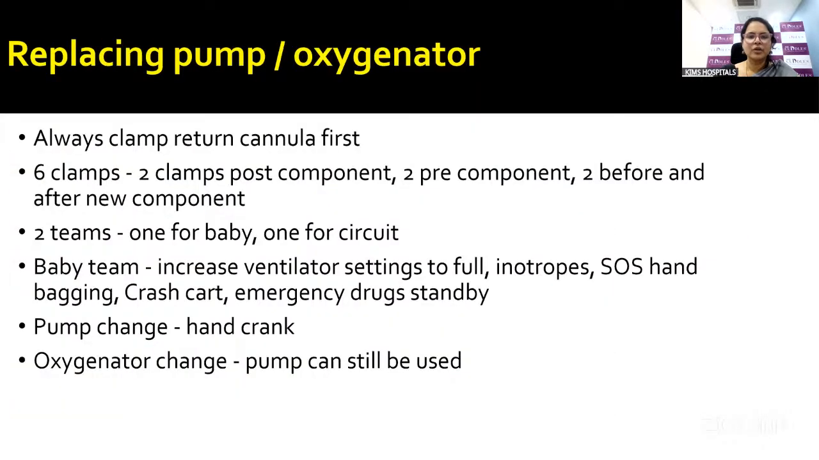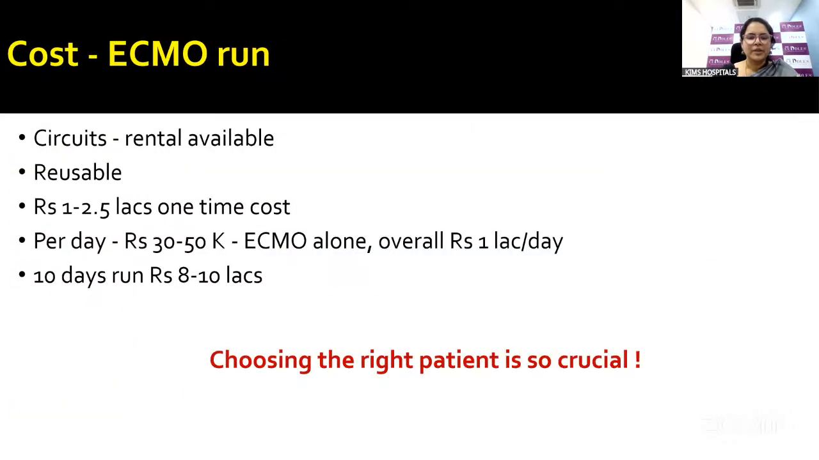So I think I'll conclude by discussing about cost. So ECMO cost in general in a private setup would generally depend upon the circuit cost, which can be a one-time cost of anything between 1 to 2.5 lakhs. Most of the parts or components of the circuit are now available on rental basis as well. But the average cost of running of ECMO can be 3 lakhs at the time of initiation, significantly contributed by the cost of the circuit and the cannulae.